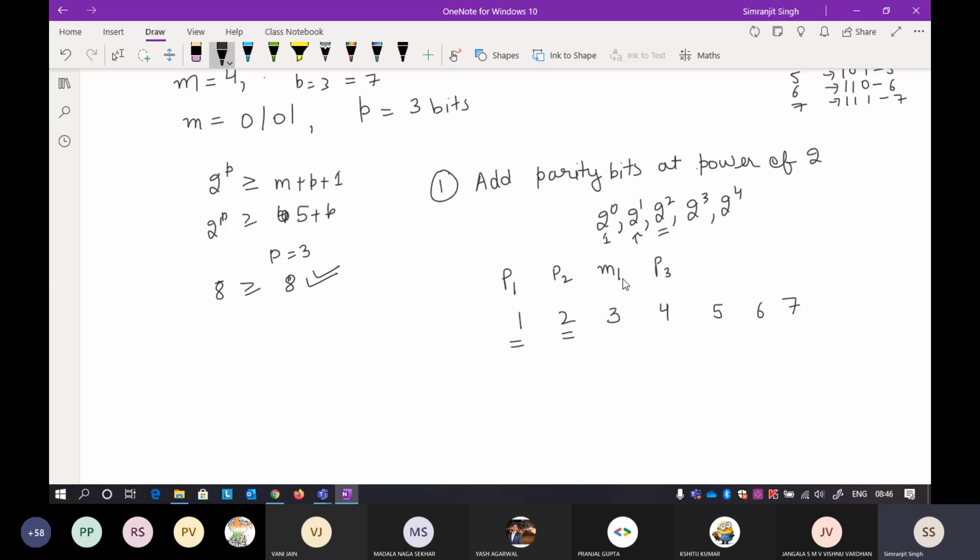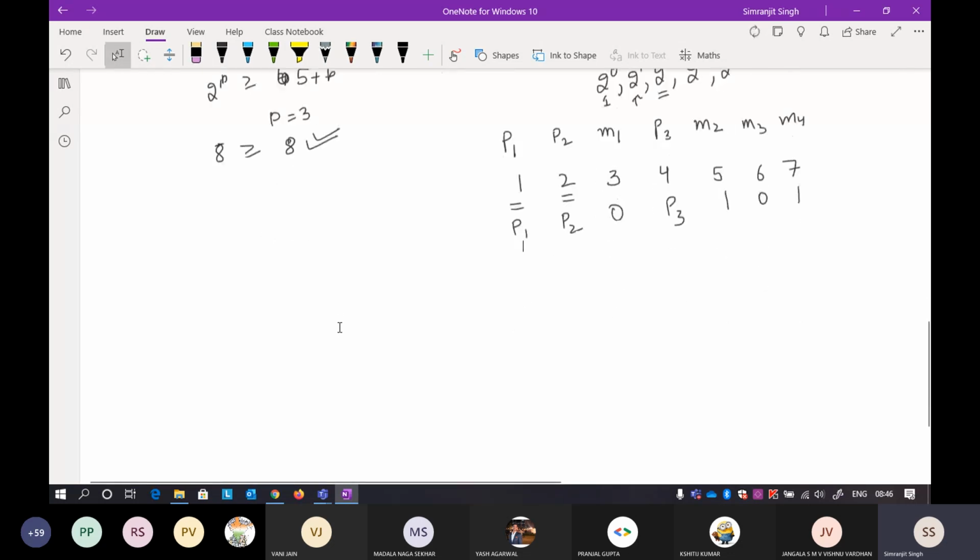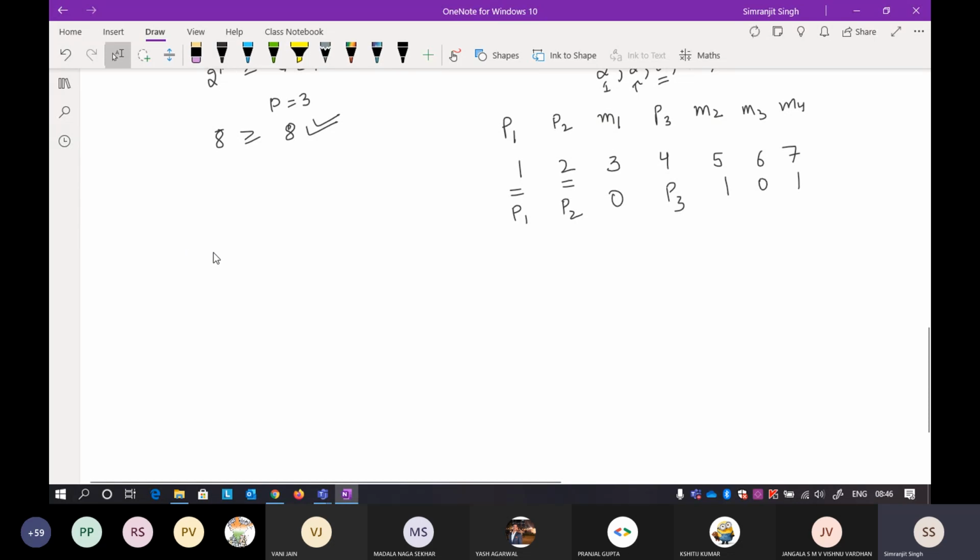So this will be your message bit, this will be your message bit, this will be your message bit, and this will be your message bit. Actually your message is 0 1 0 1, and the parity bits are remaining. So the first step is to add the parity bits at powers of 2. Now the second step is to form check bits.